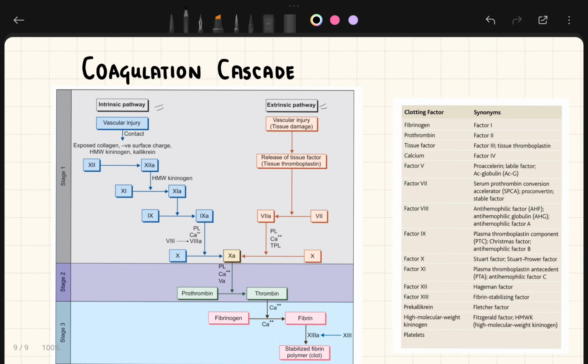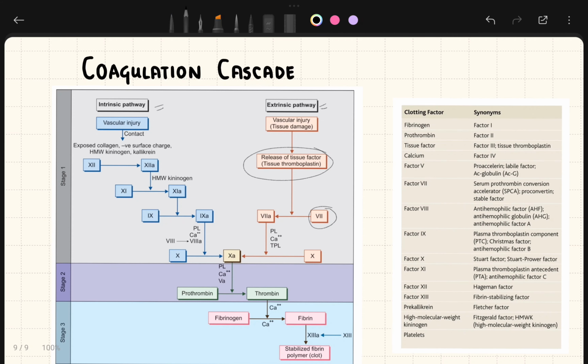So whenever there is a trauma to the vessel wall, or a trauma to the tissue, there is damage to the tissue, and it will lead to release of the tissue factor, tissue thromboplastin. There are several tissue factors, a variety of tissue factors. So tissue factor gets released, like tissue thromboplastin, which will lead to activation of the 7th coagulation factor.